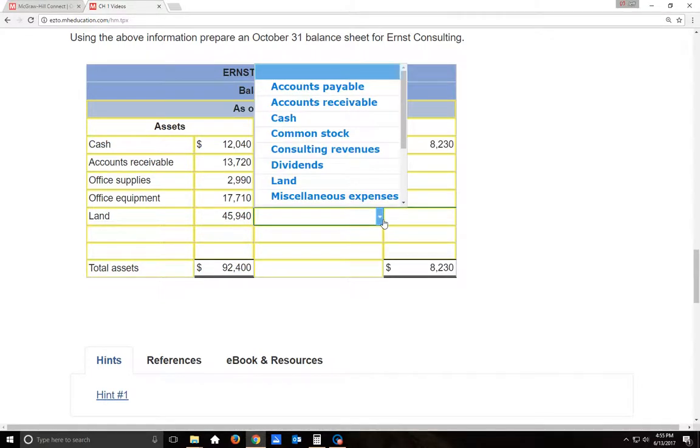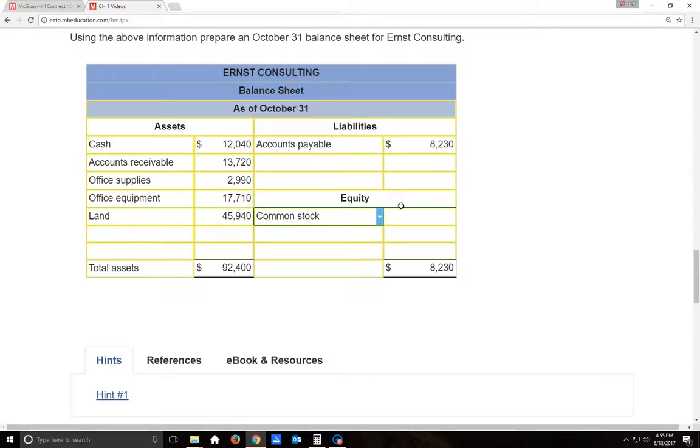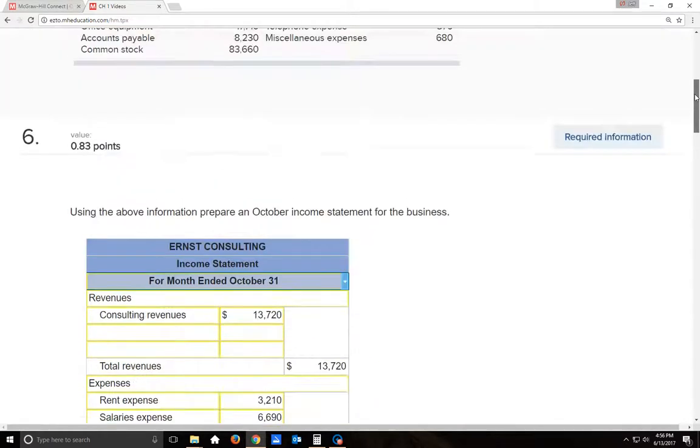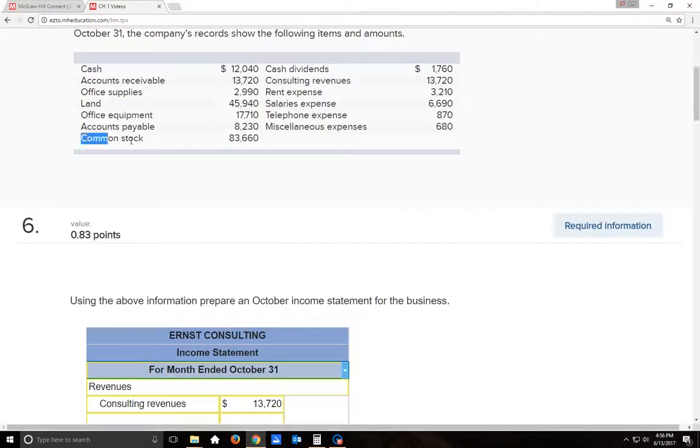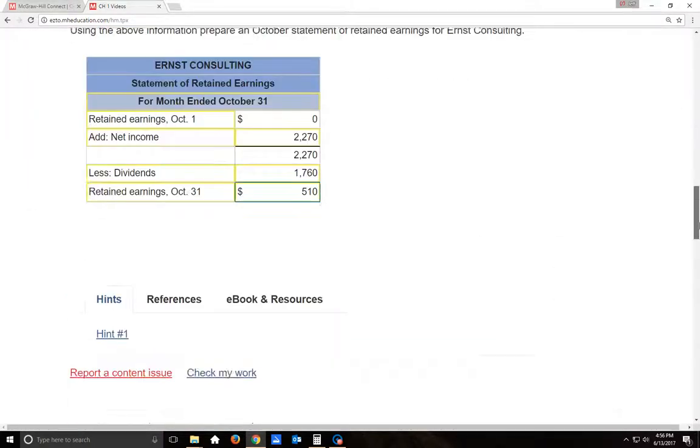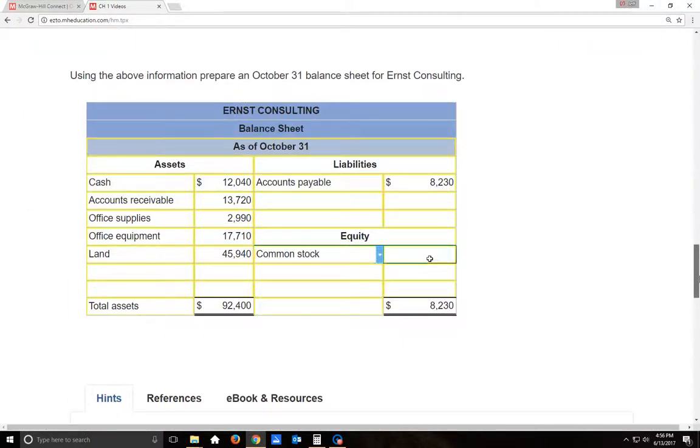Next, let's list the remaining account, common stock. Common stock totaled $83,660. With that, we have listed all of our accounts. Or have we? We're missing one more component of stockholders' equity. Do you know what it is?